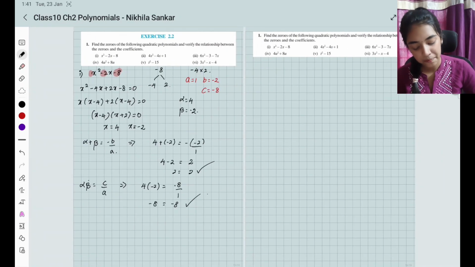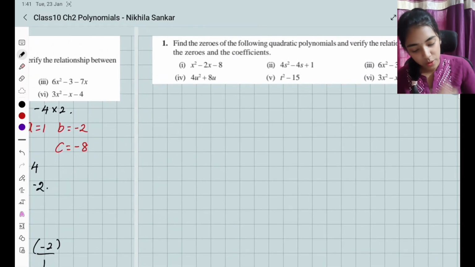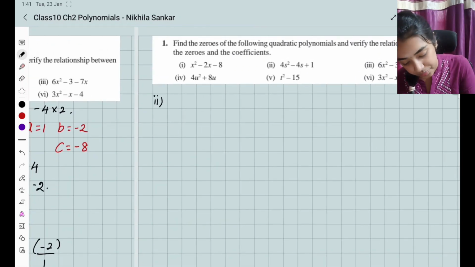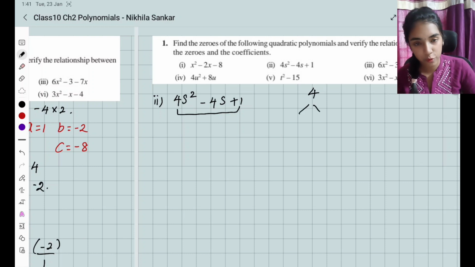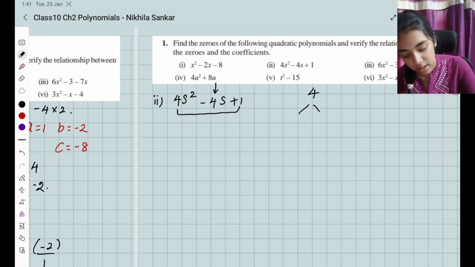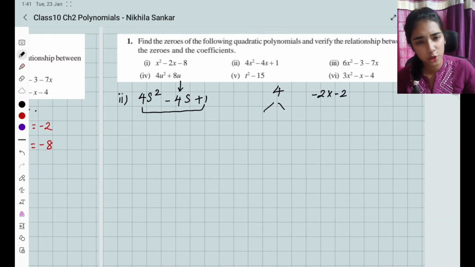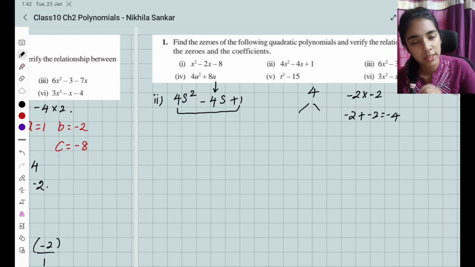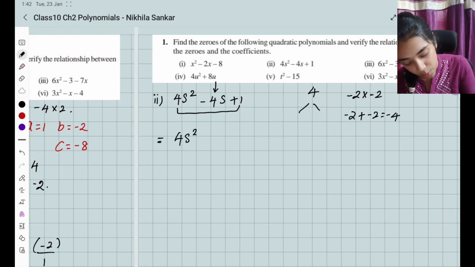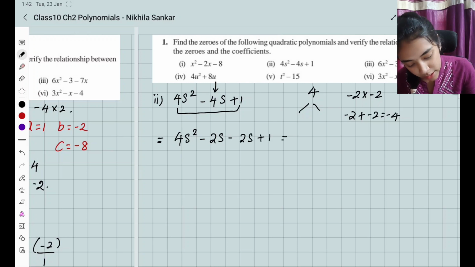Okay, please copy. Now second subsection. You have 4s square minus 4s plus 1. If product of zeros, it has to be 4 into 1. So product of zeros is going to be 4 into 1. And in the middle you need the sum to be minus 4. So you can do minus 2 into minus 2. Minus 2 into minus 2 is going to be plus 4. Minus 2 plus minus 2 is going to be minus 4. So I can write this as 4s square minus 2s minus 2s plus 1 equals 0.